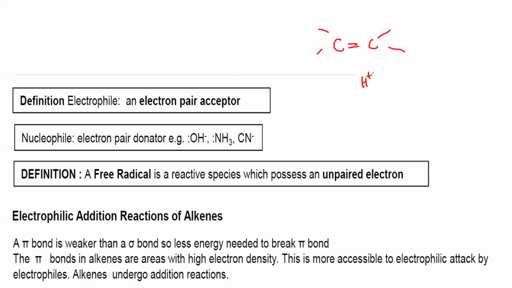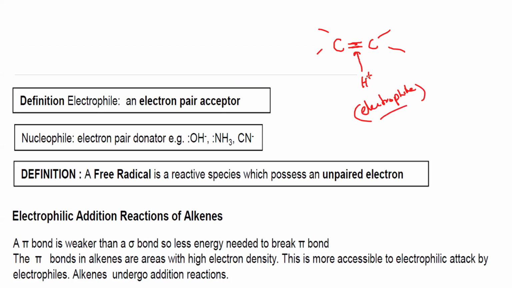And there's an H plus. And this H plus is attracted towards the carbon-carbon double bond. So when this H plus is attracted towards the carbon-carbon double bond, what is this H plus? This H plus is an electrophile, meaning electron loving group. And now this electron loving group, what will it do?